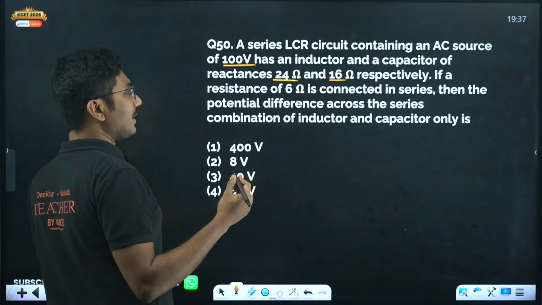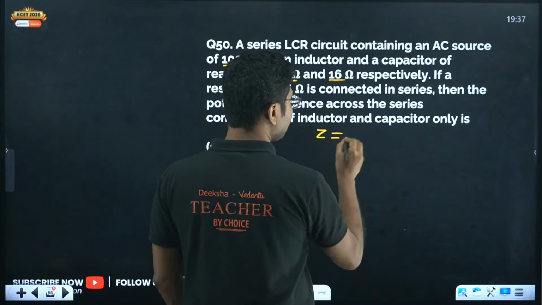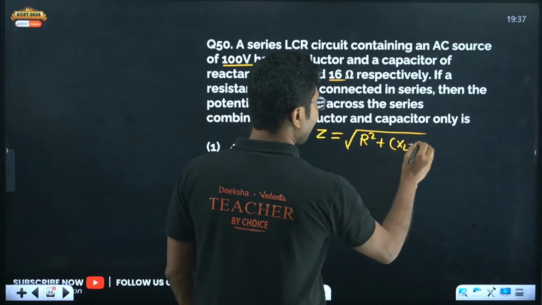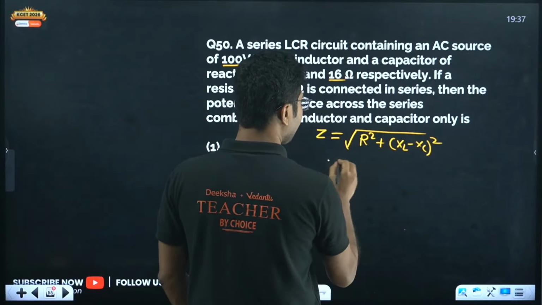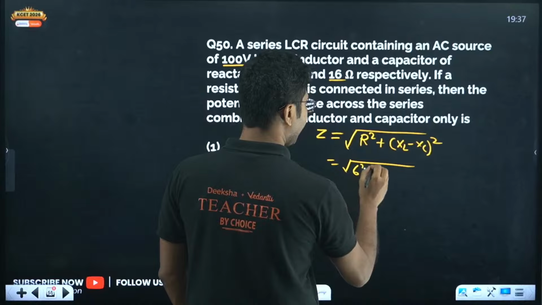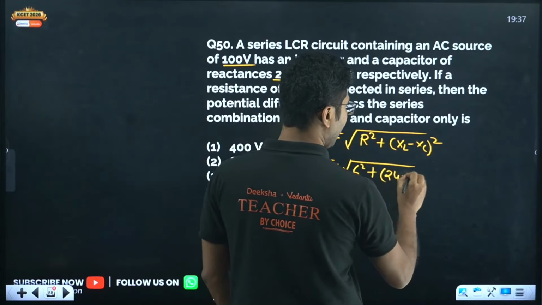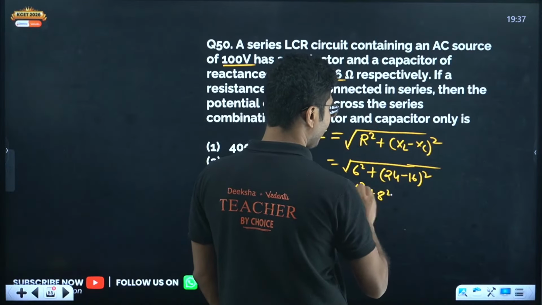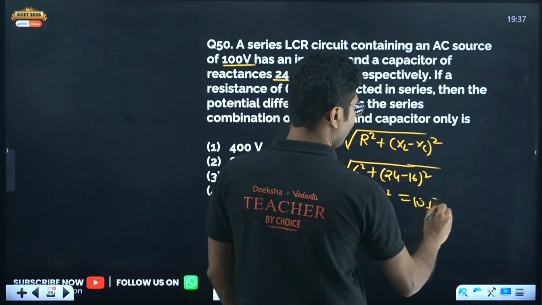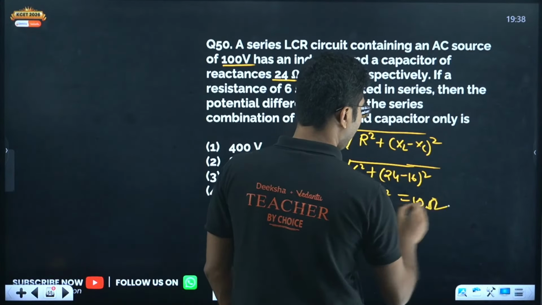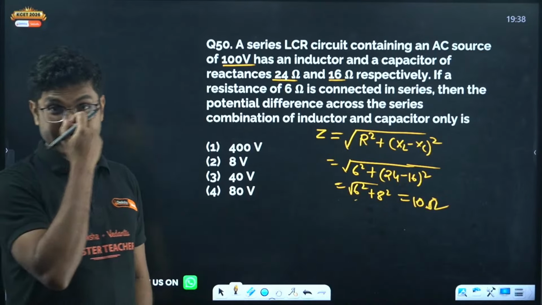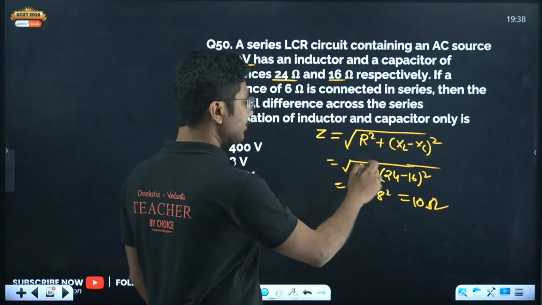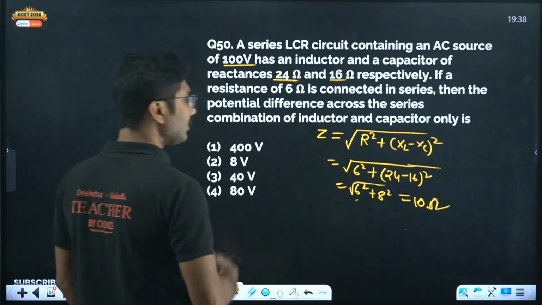So you have to first calculate the impedance of the circuit. Impedance of the circuit is square root of R square plus (XL minus XC) whole square, that is 6 square plus (24 minus 16) whole square, that is square root of 6 square plus 8 square, that is 10 ohm. Okay, this is very common. 6 square is 36, 8 square is 64, so their square root is 10. Pythagoras theorem based problems, you have used this multiple times. Right, so impedance we have calculated.